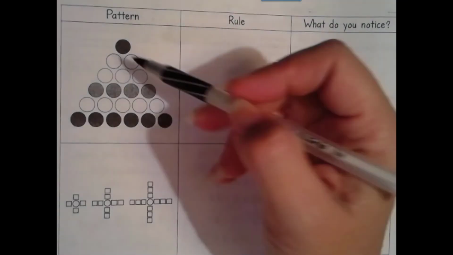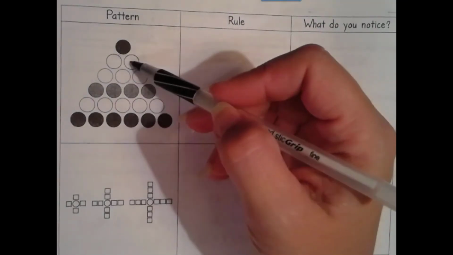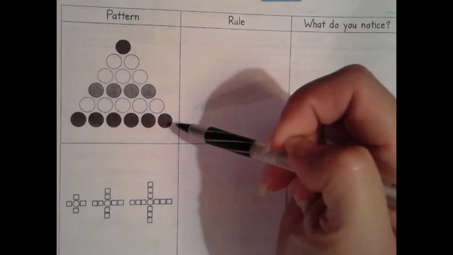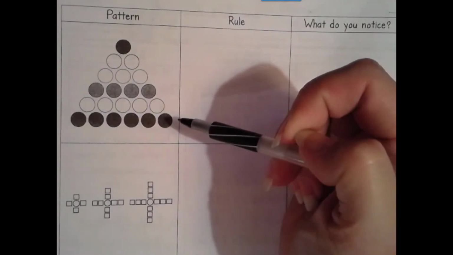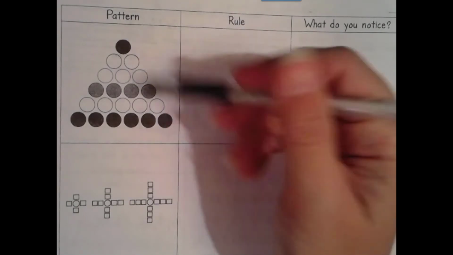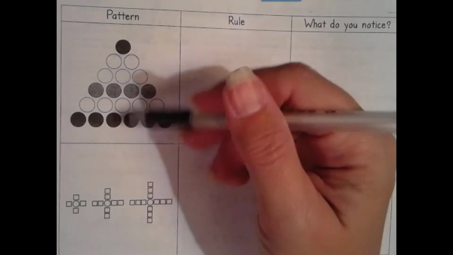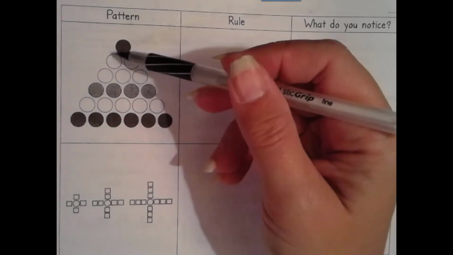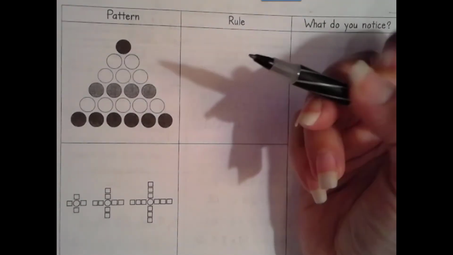So we have a 1 dot and then 2, 3, 4, 5, 6. So it looks like each row is either increasing by 1 if we look at the top and go down, or if we start at the bottom and go up, it's decreasing by 1. It depends on where you start.